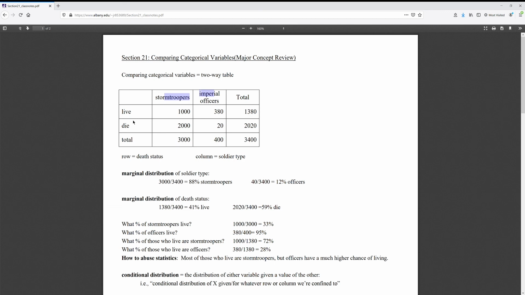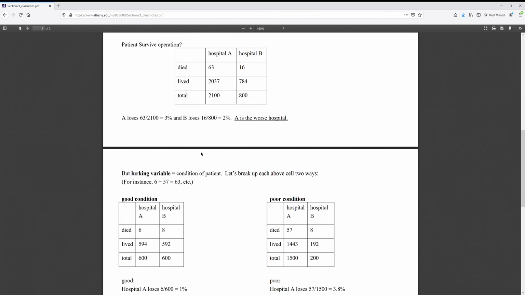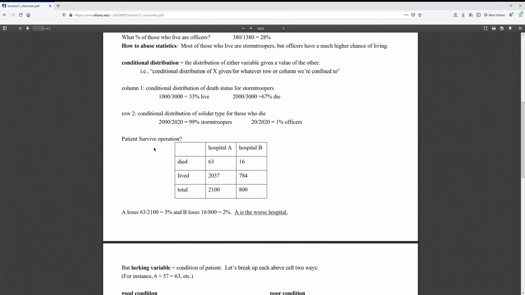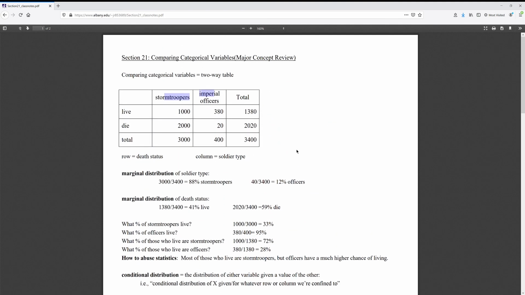Does whether you're male or female affect your chance of being left-handed? That kind of thing. Does which hospital you go to affect your chance of living or dying? And in order to do that, we're going to do some hypothesis tests. We'll take the idea of goodness of fit tests, and we'll throw it together with this idea of two-way tables. So in other words, although section 22 is going to be comparatively complicated, nevertheless, all we're doing is a specific type of goodness of fit test, which is tailored to these two-way tables.